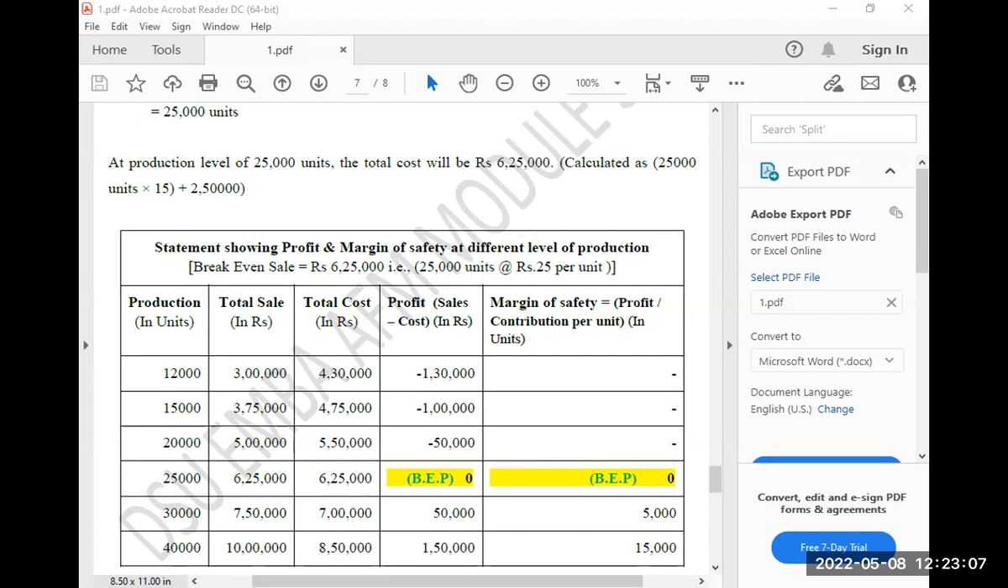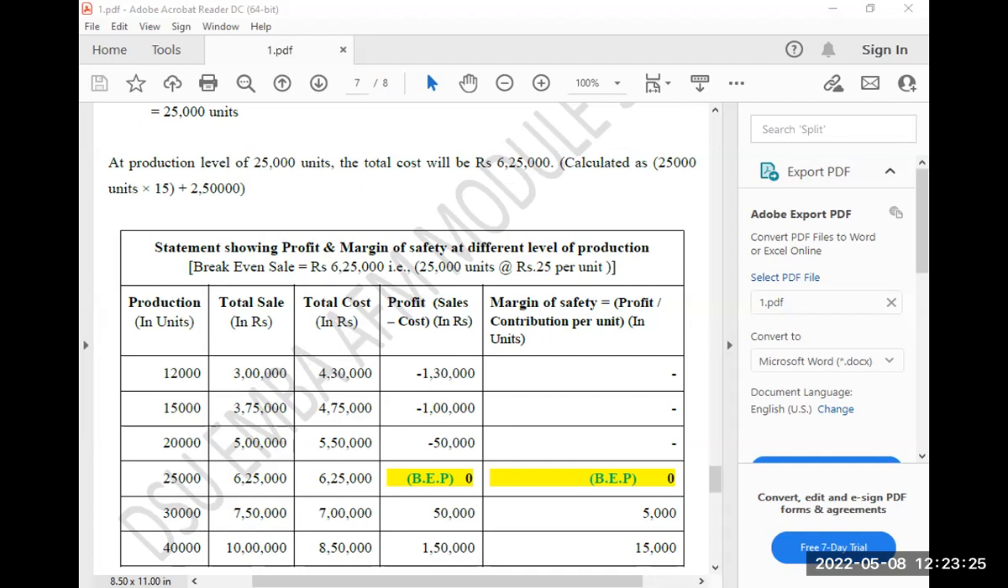1,20,000 is the sales. If you have a doubt, you can check it. For that sales, the contribution is 60,000. So fixed cost is 90,000, and so loss is going to be 30,000.